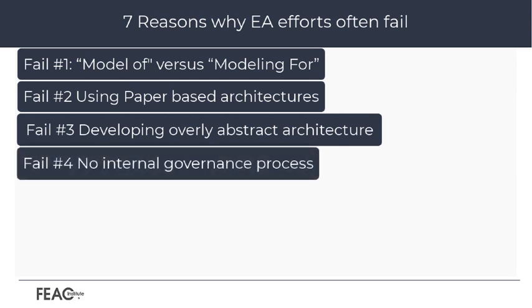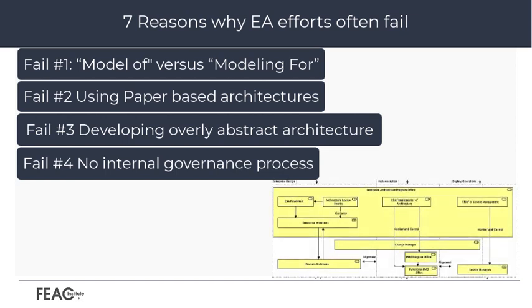Fail number 4. No internal governance process. No or low levels of internal governance processes are generally a sign of low enterprise architecture program maturity. Symptoms of this fail can be evidenced by such things as inconsistencies in how models are developed, low information reuse between architecture descriptions in the same enterprise, or resistance by the organization to using architecture models as a part of their decision-making processes. How to address?